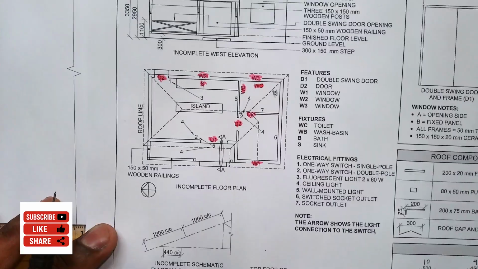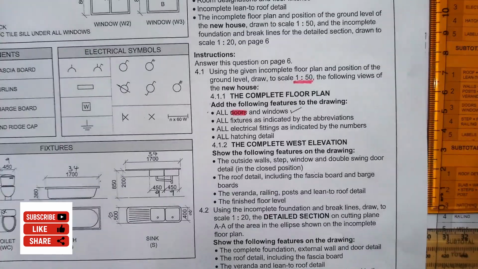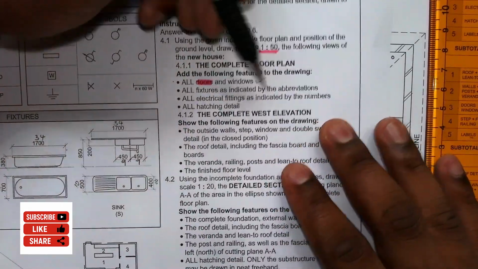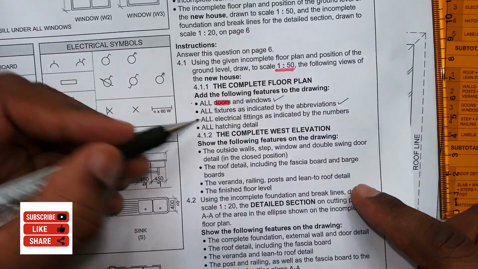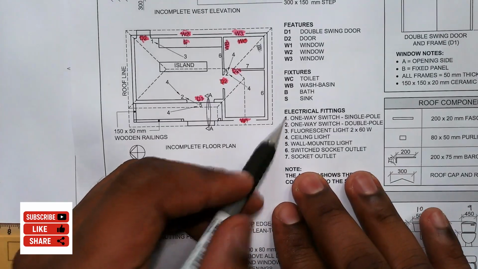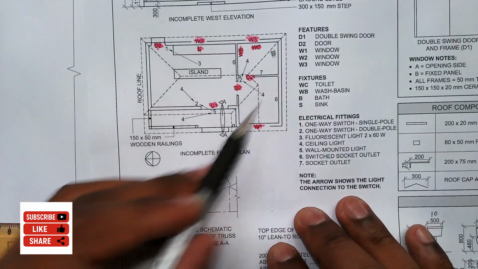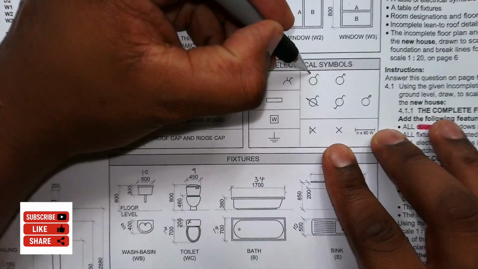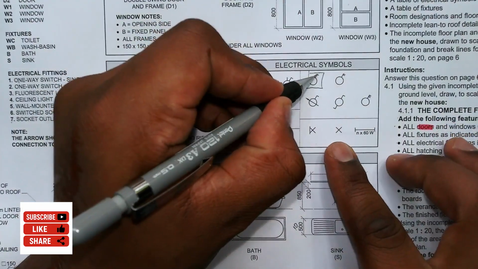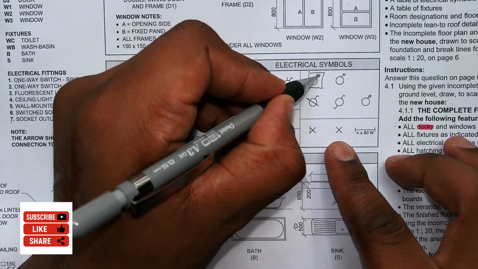Okay, what else? I think I added all the features as indicated by the abbreviations, so I can mark that off. Now I will move to the next point, which is the electrical fittings. For the fittings, I have number 1 up to 7, so I'll check the numbers there. I'll start with number 1, which is the one-way switch, single pole. That switch is the switch here, with that line there, which is the pole. So this is the single pole, as indicated there.